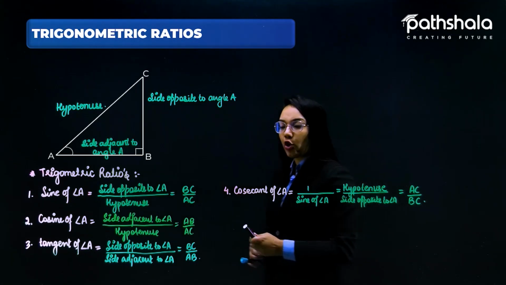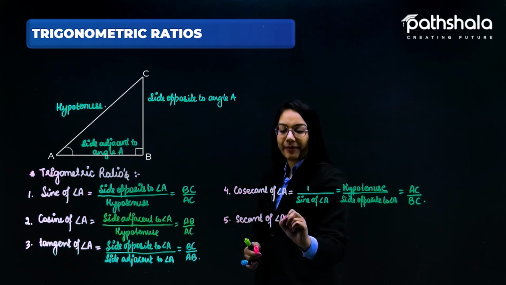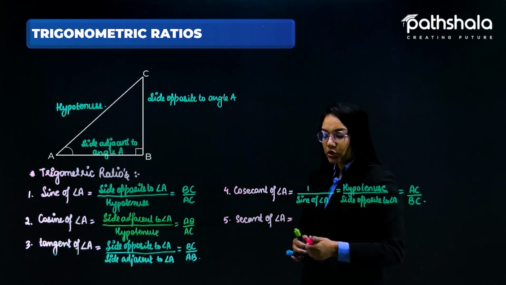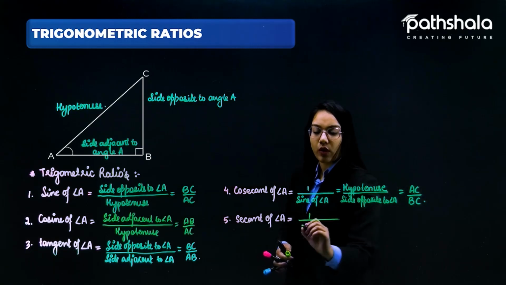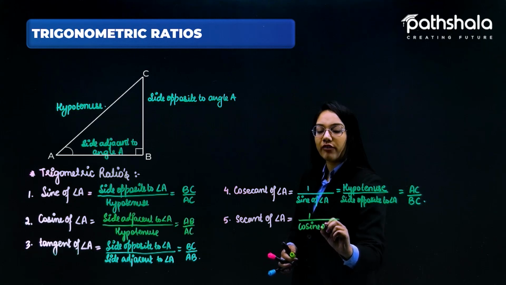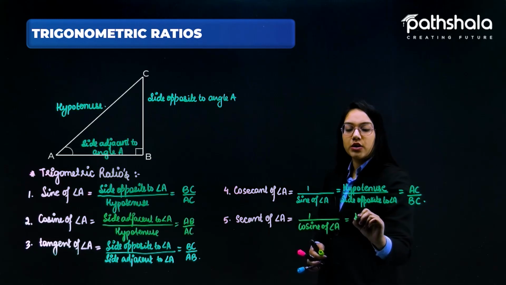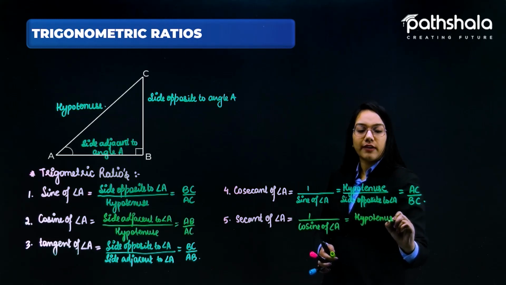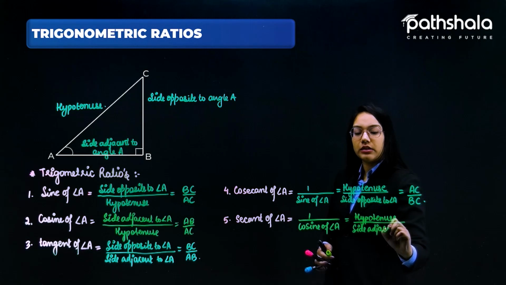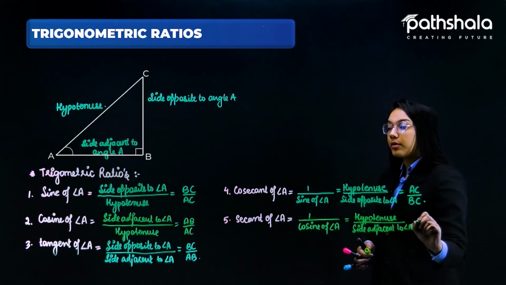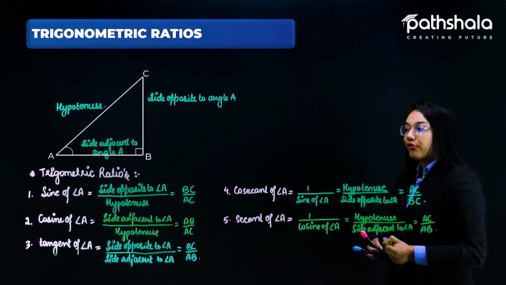Now let's move on to the fifth one, which is called the secant of angle A. Secant of angle A is the reciprocal of cosine of angle A. As you can see, cosine of angle A is side adjacent to angle A divided by hypotenuse, so this can be written as hypotenuse divided by the side adjacent to angle A, which is AC divided by AB. So this is my fifth trigonometric ratio.